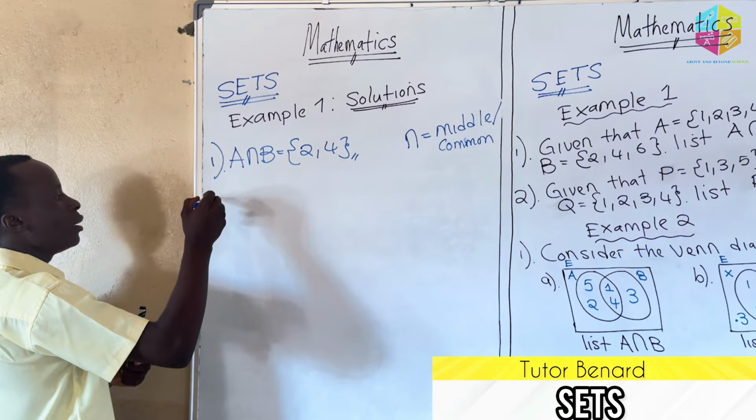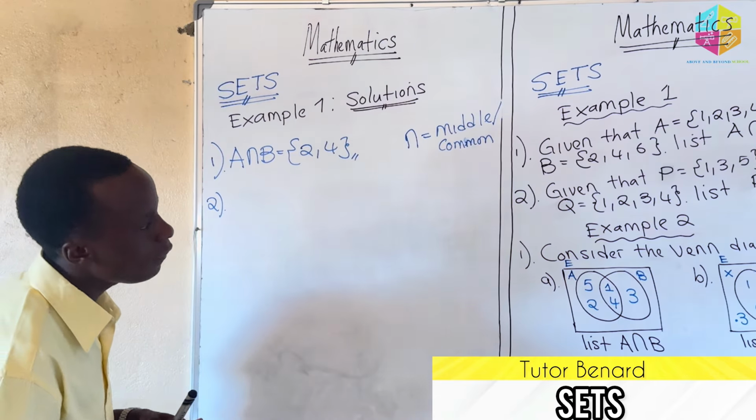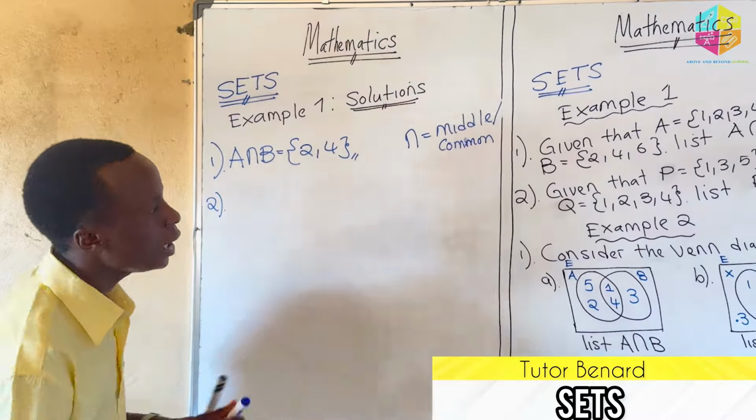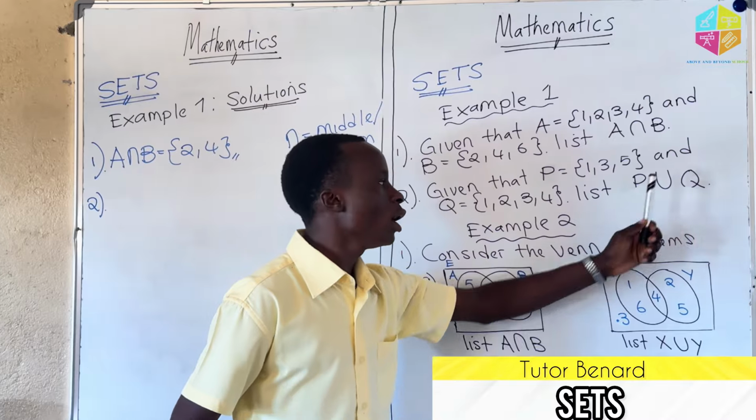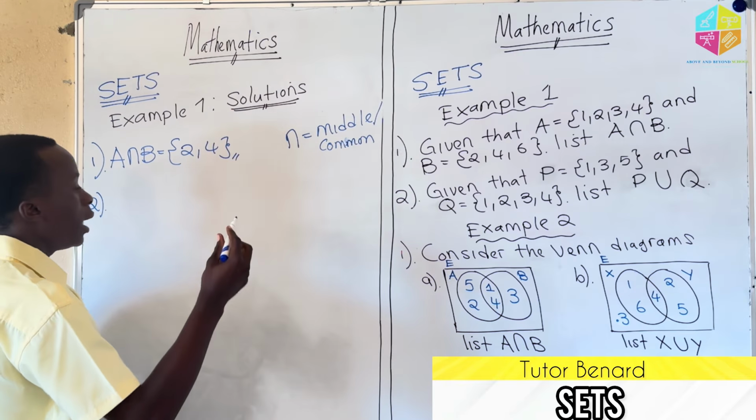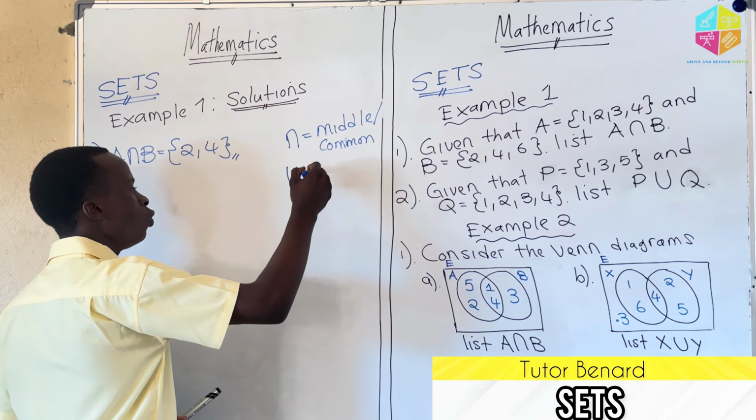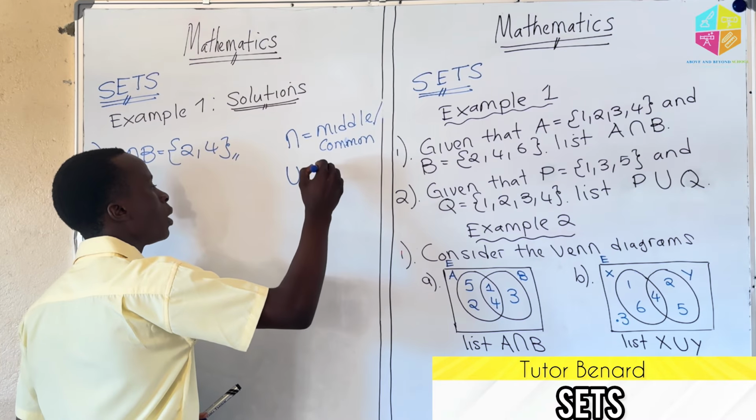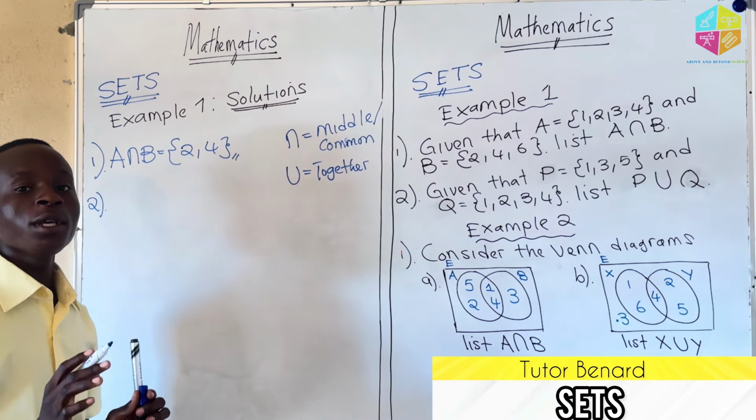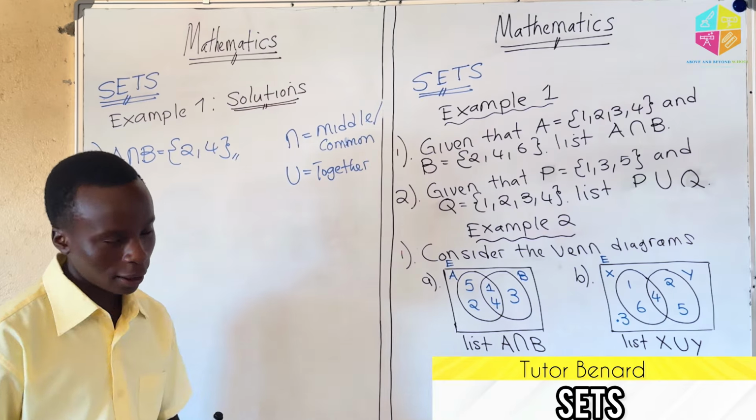Our second question says given that set P and Q, list P union Q. This U that you are seeing means union. Whenever you see union in sets, it means to put together.